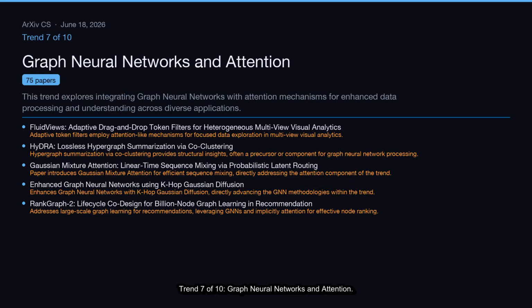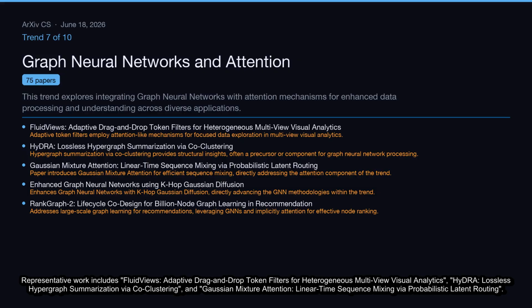Trend 7 of 10, graph neural networks and attention. This trend explores integrating graph neural networks with attention mechanisms for enhanced data processing and understanding across diverse applications. This cluster covers 75 papers.